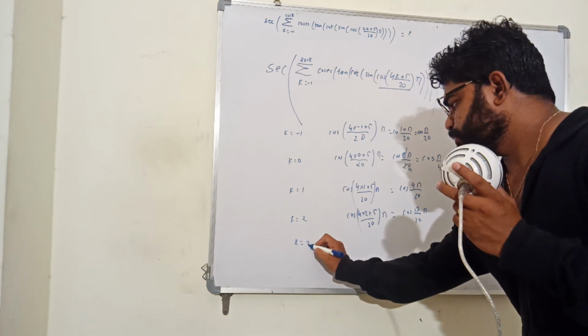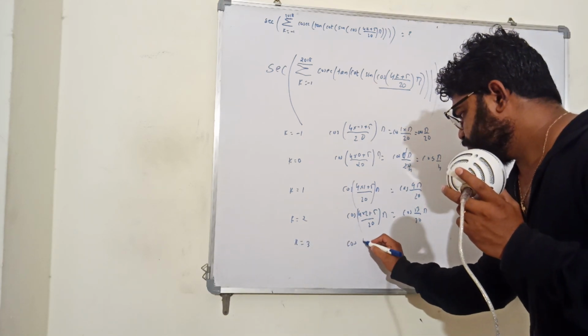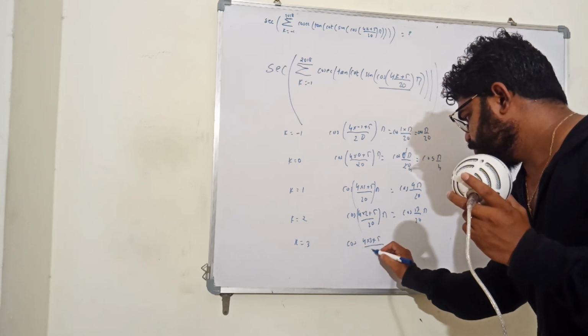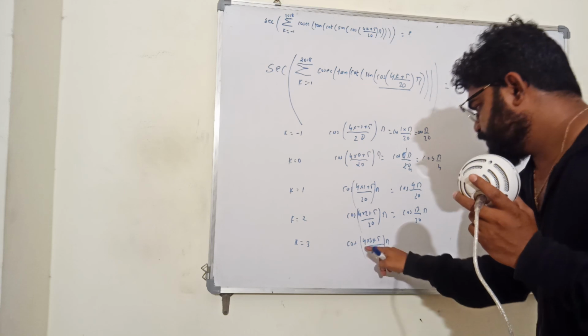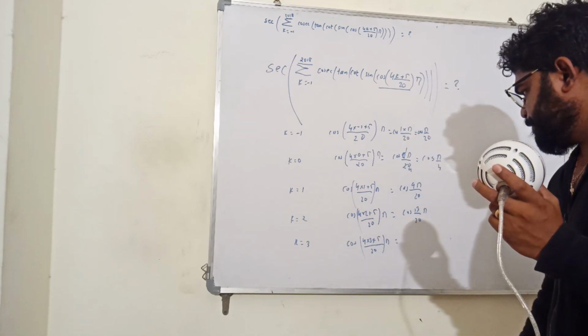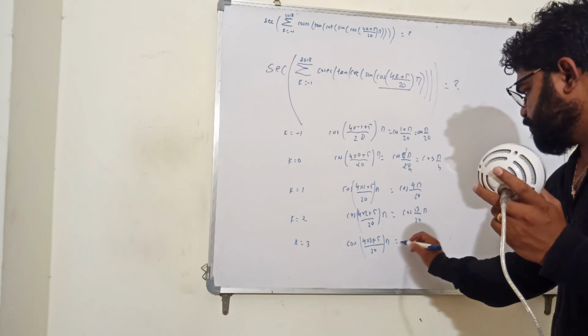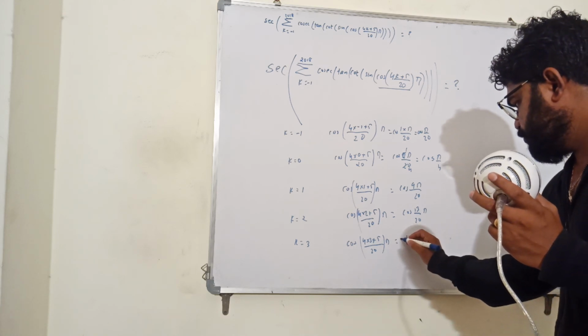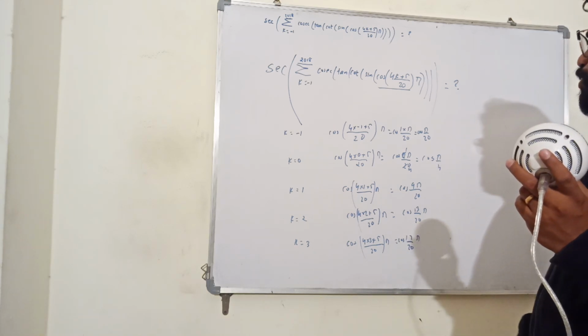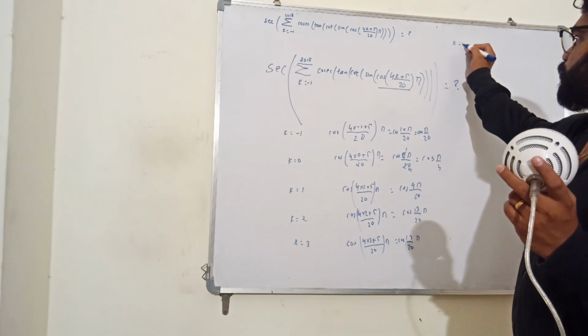When k is equal to 3, it is cos of (4 into 3 plus 5) upon 20 into pi. 4 threes are 12, 12 plus 5 is 17, so cos of 17 upon 20 into pi. What do I get when k is equal to 4?